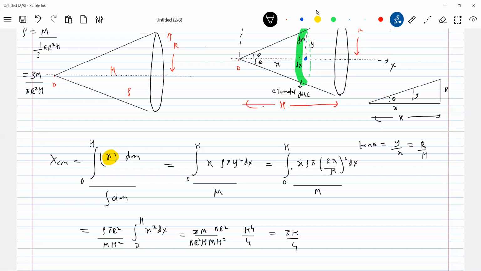So where will it be? It will be at a distance of 3h by 4, so somewhere near the base. Okay, this will be the location of the center of mass of the solid cone. It's compulsory, you must remember all this. There is no other way, because we do this.